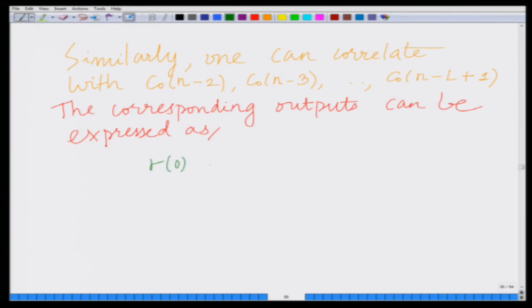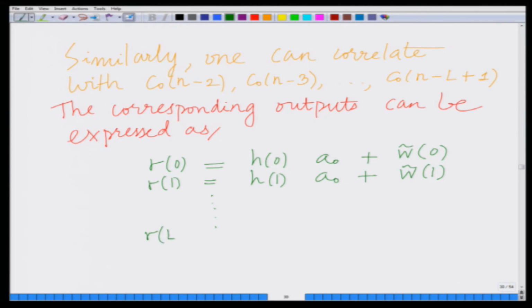R0 equals H0 times A naught plus W tilde 0, R1, corresponding to correlation with C naught n minus 1, equals H1 A naught plus W tilde 1, so on and so forth. We have R L minus 1 equals h of L minus 1 A naught plus W tilde of L minus 1.